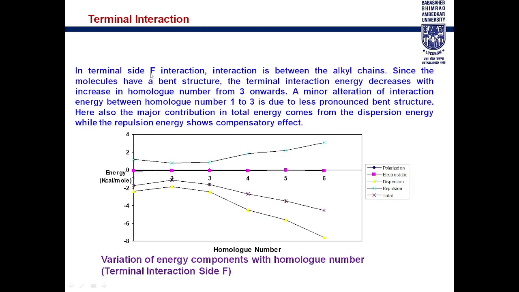In the terminal side F interaction, the alkyl chain in the molecule has a bent structure. The terminal interaction decreases with increase in the homologous number from 3 onward. A minor alteration of energy between homolog number 1 to 3 is due to a less pronounced bent structure. Here also the major contribution to total energy comes from dispersion energy, while the repulsion energy shows a compensatory effect.